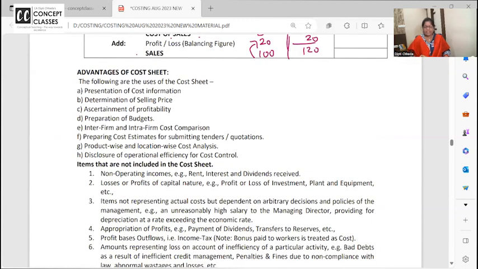Now what are the advantages? Once you make the cost sheet, you get the presentation of all information. You can fix up your selling price and profit. You can plan it to use for next month's budget. You can compare the cost sheet and actual. You can give tenders. So many times the government calls for tenders that they want to make this metro. So companies will give their tenders. How do they give? They give their cost: this will be our expense, this is our profit, and we are ready to quote this selling price.